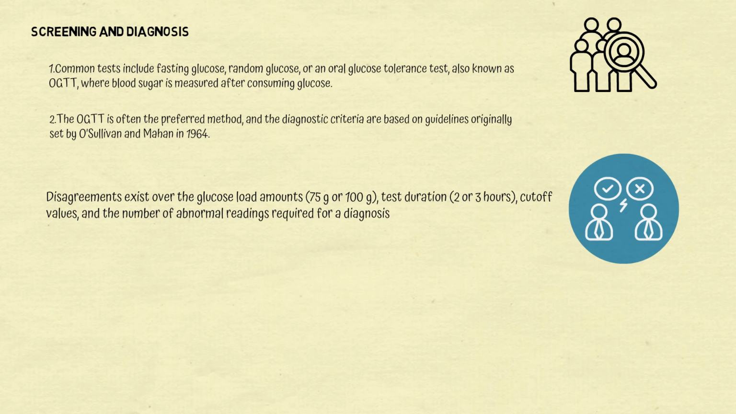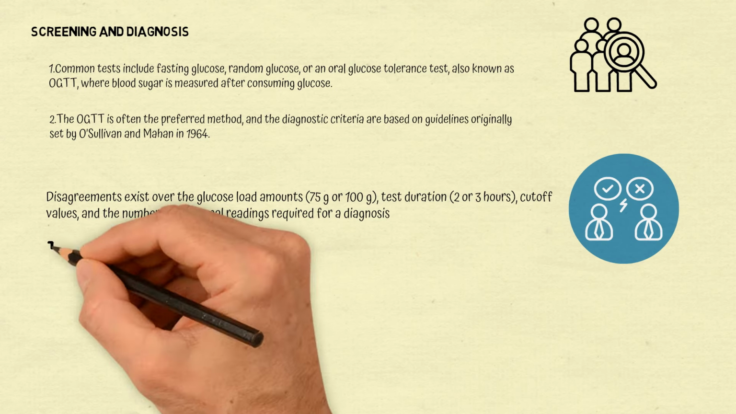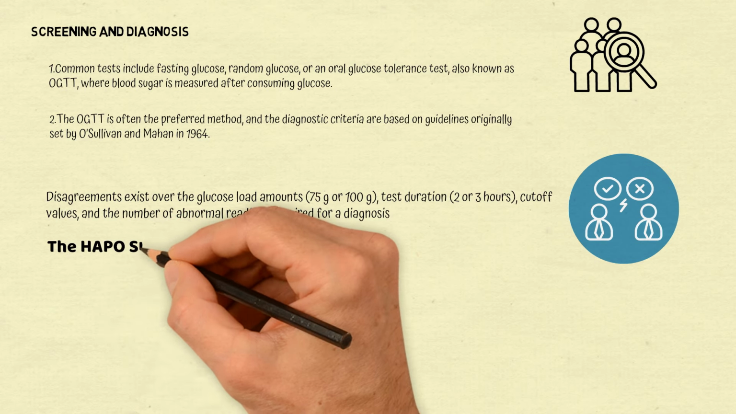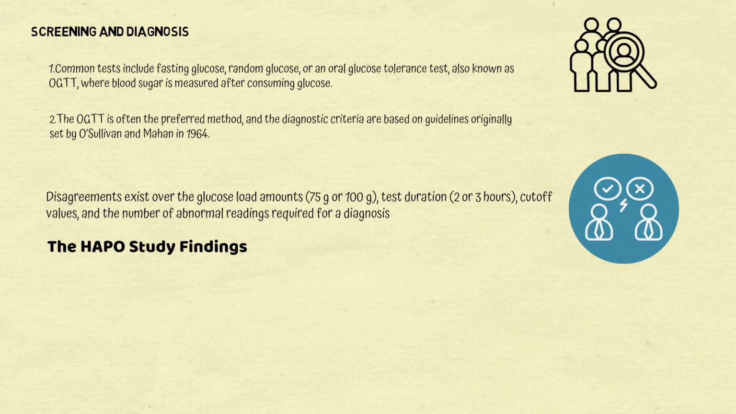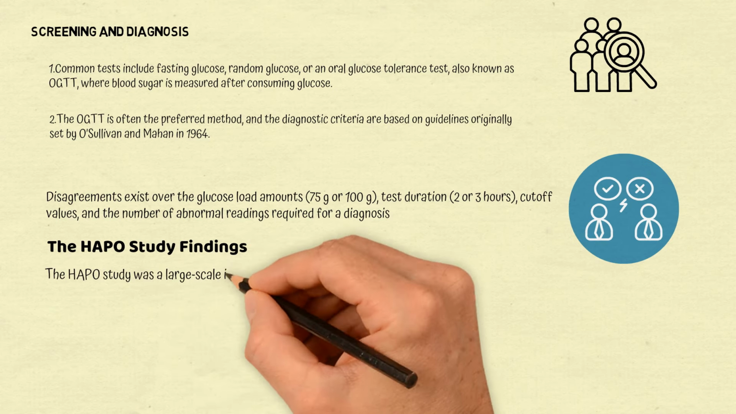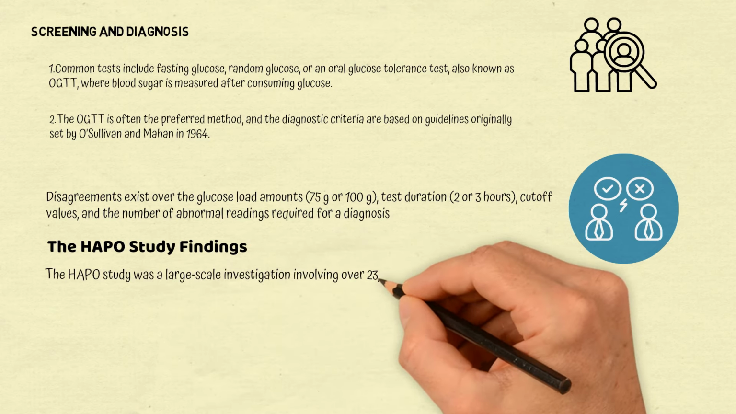Historically, diagnostic criteria focused more on predicting future risk of diabetes rather than pregnancy outcomes. However, that changed after the HAPO study. The HAPO study was a large-scale investigation involving over 23,000 women.